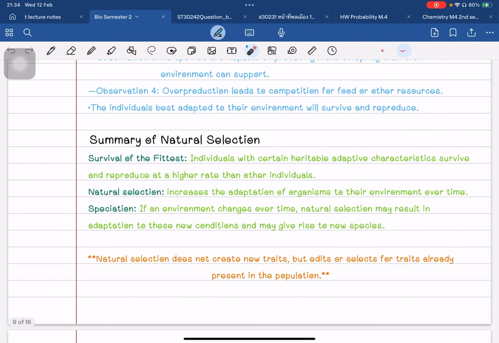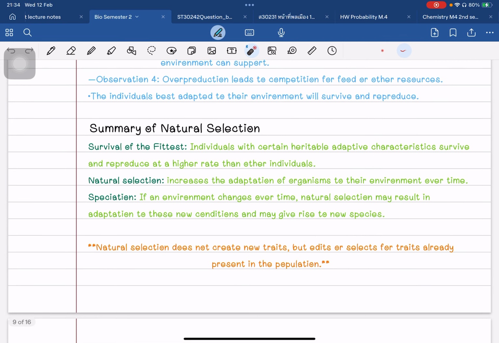Summary of natural selection. Survival of the fittest. Individuals with certain heritable adaptive characteristics will survive and reproduce at higher rates than other individuals who don't have those adaptive characteristics. Natural selection increases the adaptation of organisms to their environment over time, and leads to speciation. If an environment changes over time, natural selection may result in adaptations to these new conditions and may give rise to new species.